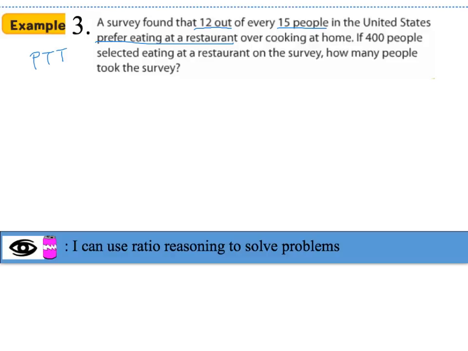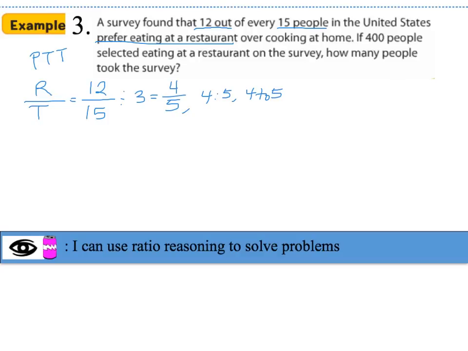So I'm going to write my ratio as this. Restaurants over total. I know that for every 12 people who prefer eating at a restaurant, 15 people took the survey. I can reduce that by dividing the top and bottom by 3, and I can get 4 over 5, or 4 colon 5, or 4 to 5. So you always want to make sure you reduce your ratios, because when you draw your tape diagrams, you want to draw the least amount of boxes as possible.